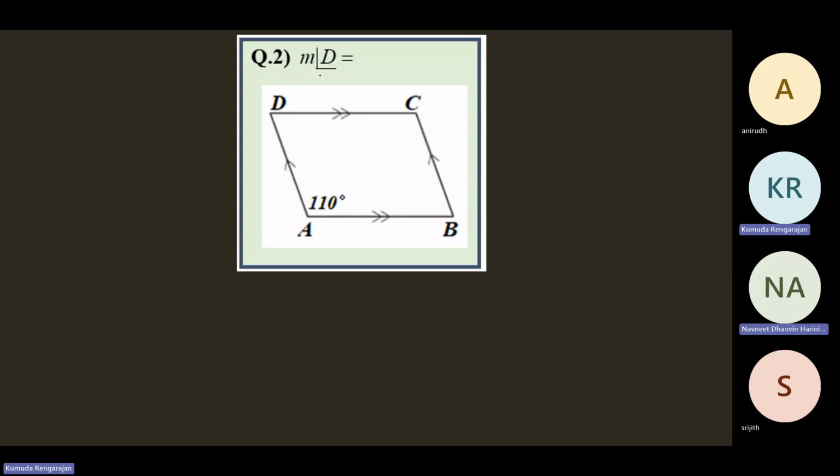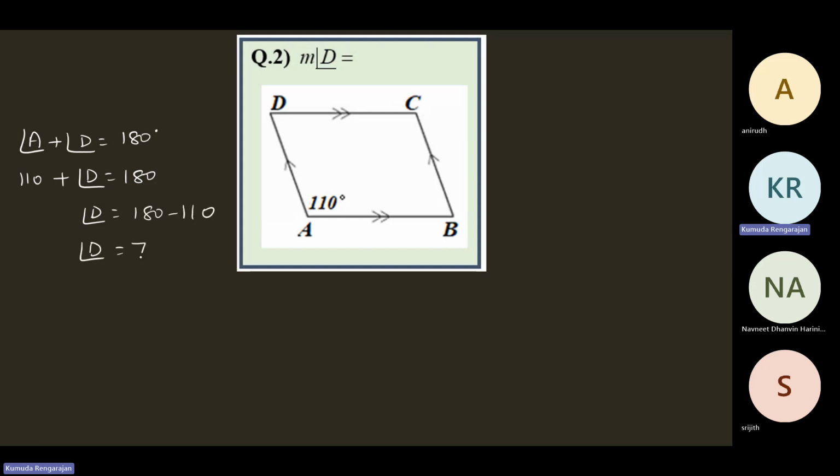Co-interior angles are supplementary. Measure of angle D. Angle A plus angle D is equal to 180 degrees because adjacent angles are supplementary. 110 plus angle D is equal to 180. Angle D is equal to 180 minus 110. Angle D is equal to 70 degrees. So the measure of angle D is 70 degrees.